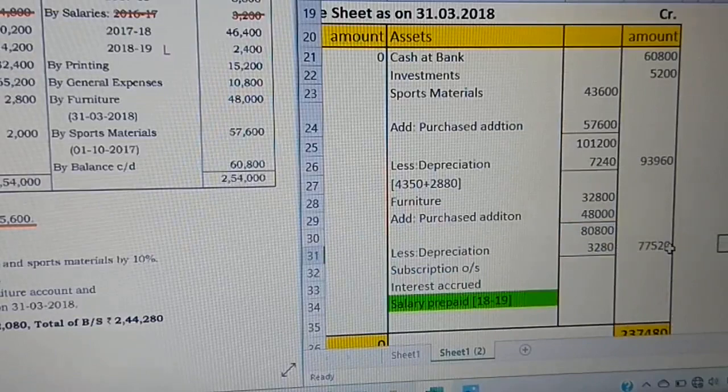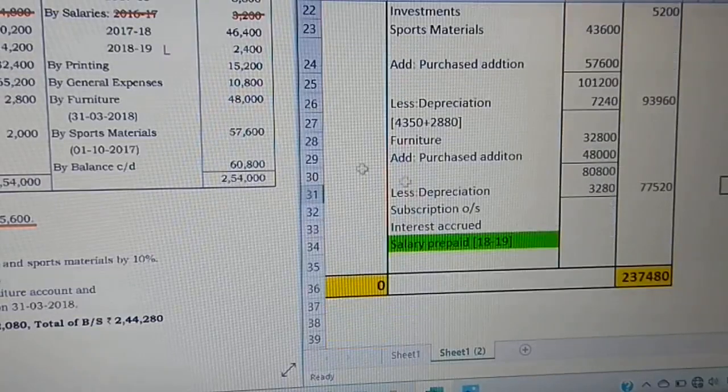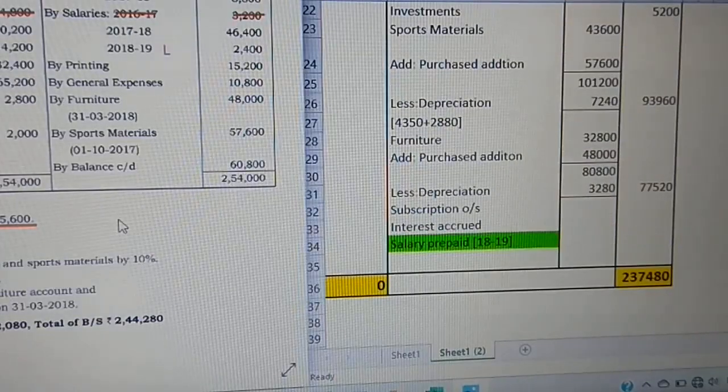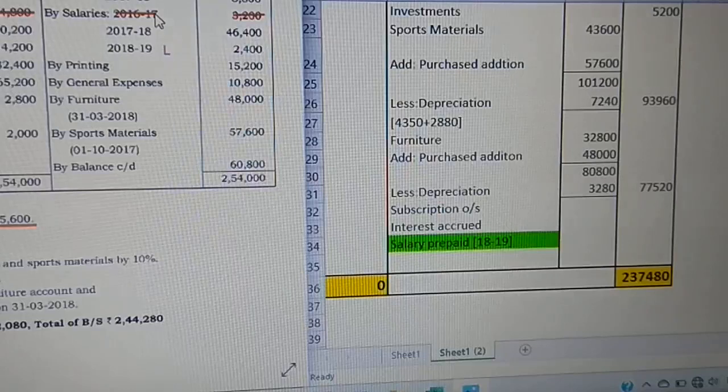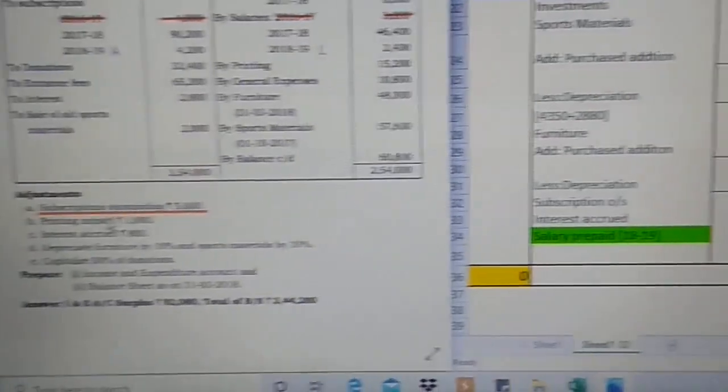So you get 77,520. Next, we have completed from the opening balance sheet all the assets, right? Now we have to go for the receipts and payment side. The assets are taken. Yes. Okay. Next, from the adjustment, just have a look towards adjustment here.